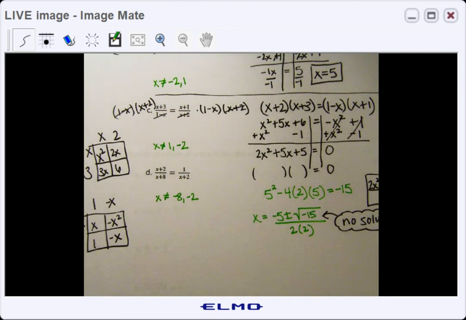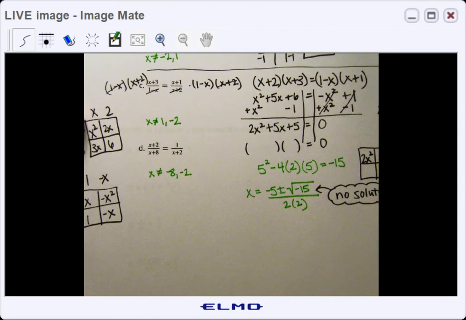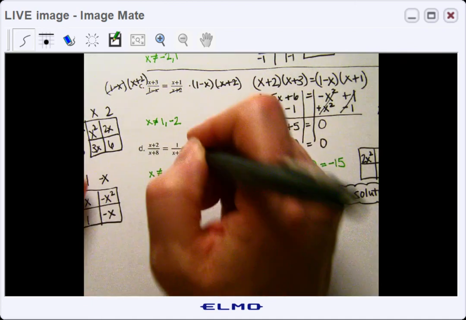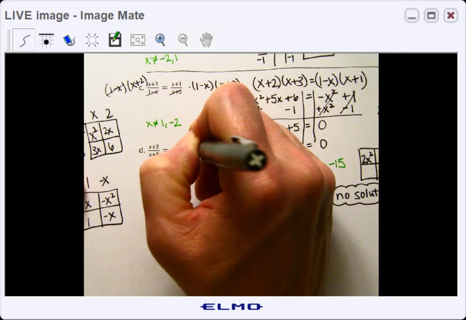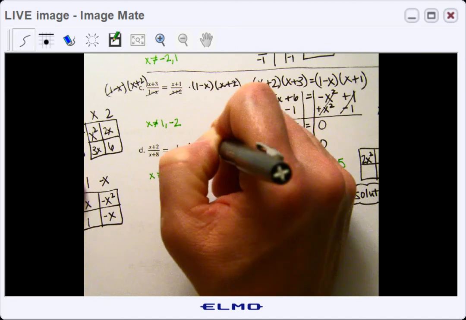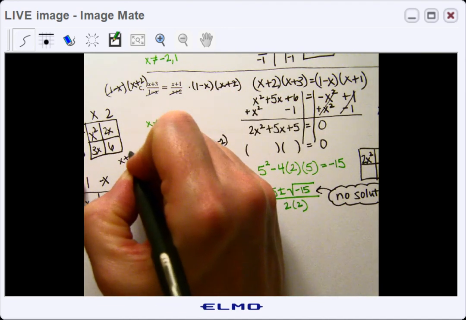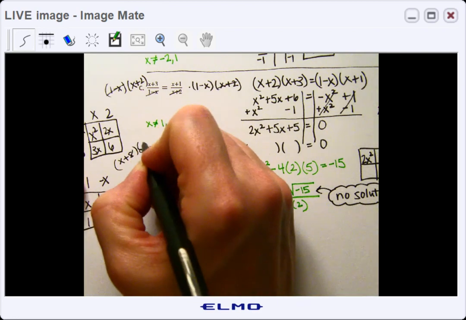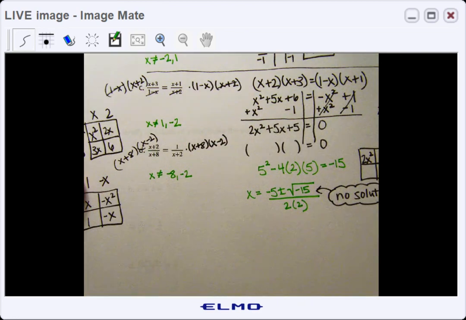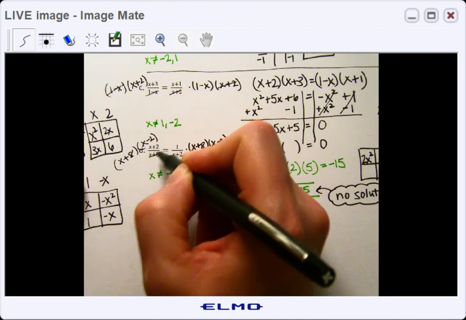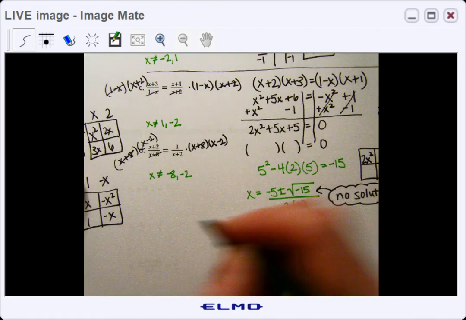Okay, last but not least, on number 1, problem D. On problem D, we're going to multiply both sides of the equation by x plus 8 times x minus 2, and squeeze it in over here as well. On the left side, the x plus 8s cancel each other out.